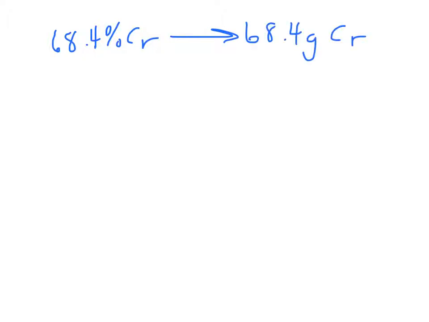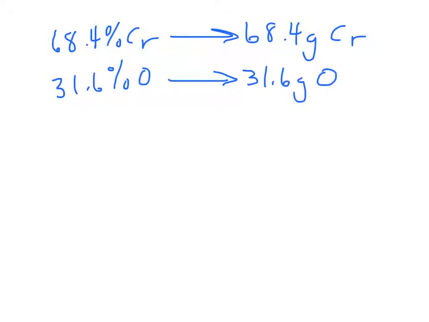So step 1 says that we need to figure out the empirical formula first. And remember the rhyme that I gave you in that empirical formula video, which was percent to mass. So we're going to convert these percentages, 68.4% chromium, into a mass, which is 68.4 grams of chromium, and 31.6% oxygen into 31.6 grams of oxygen.